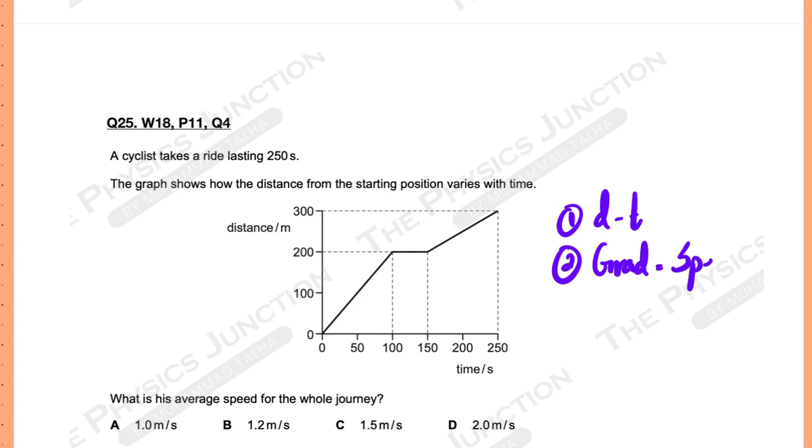Now let's go on and read the rest of the question. What is the average speed for the whole journey? So average speed is total distance over total time. So the final distance is 300 divided by 250. So this turns out to be 300 over 250, which should be 1.2.